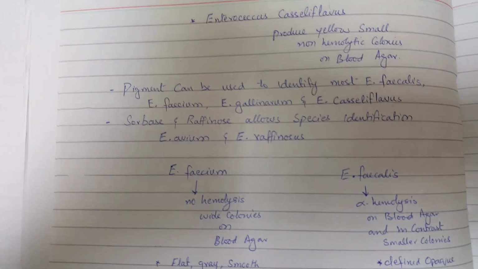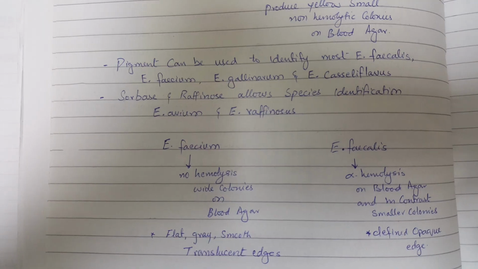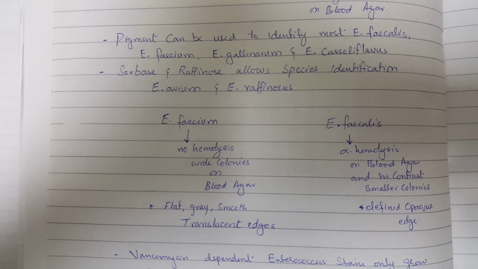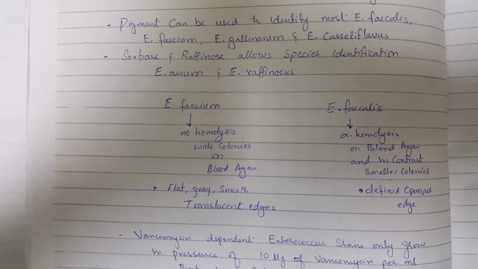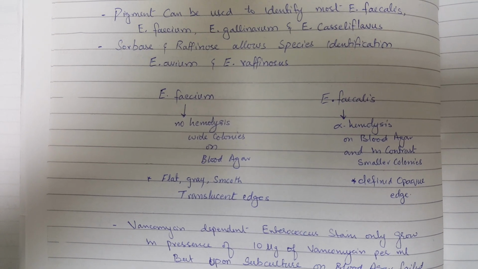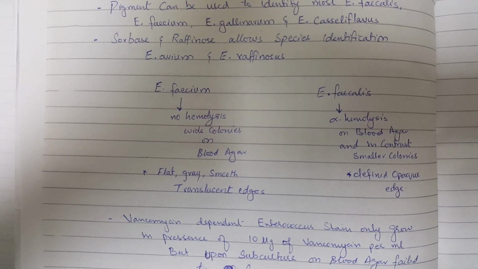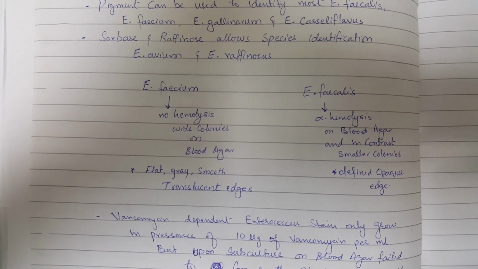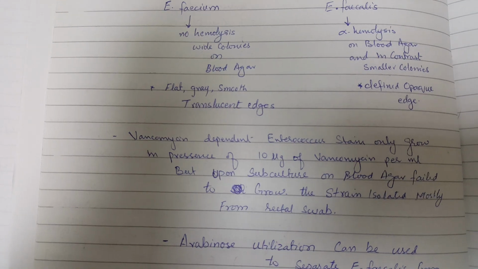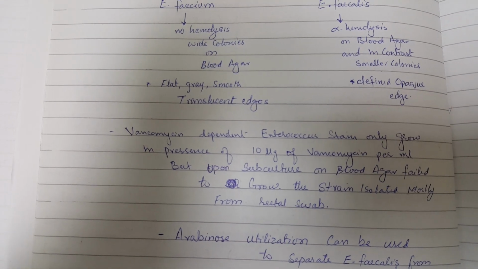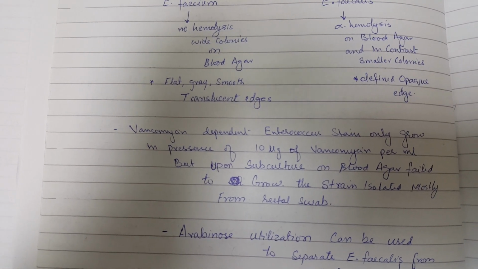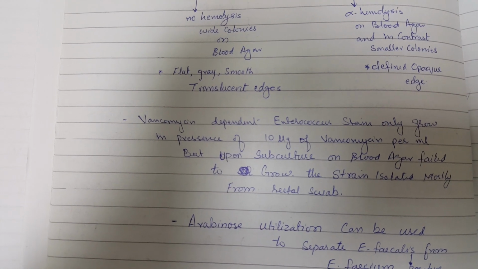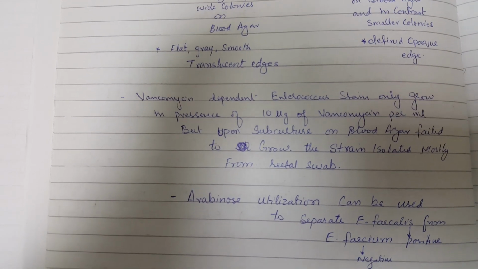If we differentiate between Enterococcus faecium and faecalis, faecium is gamma hemolytic, and faecalis is alpha hemolytic. The faecium colonies are wide on the blood agar, while compared to faecium, the faecalis have smaller colonies with defined opaque edges. Vancomycin-dependent Enterococcus strains only grow in the presence of 10 micrograms of vancomycin per ml, but upon subculture on blood agar fail to grow. These strains are mostly isolated from rectal swabs.